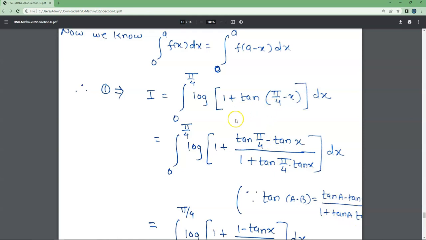Then let us use the same formula. 0 to pi by 4 as it is, log as it is, square bracket as it is, 1 as it is, plus as it is. This is the formula which we are going to use: tan of pi by 4 minus tan of x upon 1 plus tan of pi by 4 into tan of x, square bracket complete, and dx. Now we know that tan of pi by 4 is 1, tan of 45. So here 1 came, this is also 1. Then what will come, 1 minus tan x upon 1 plus tan x.